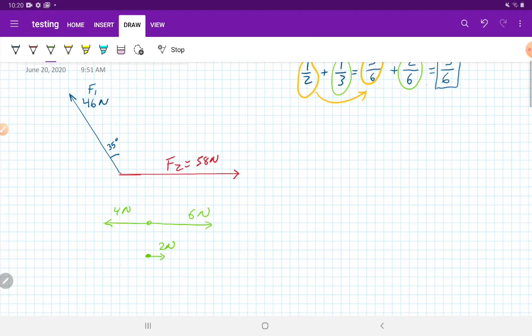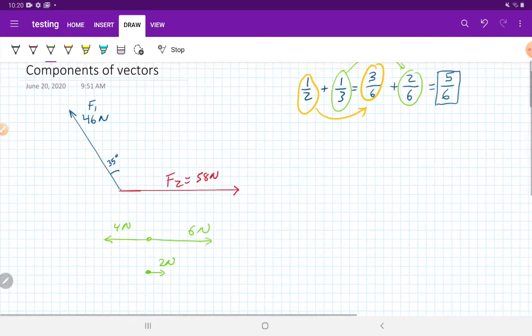So just like our fractions, we have to change these vectors into a way of seeing them where we can add them. Okay, so that's why we use components. We're using components to convert these vectors so that all the vectors are in a straight line and we can add them in a straight line. That's the purpose. Okay, so there you go.